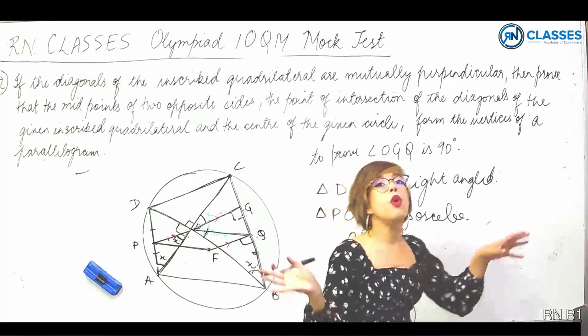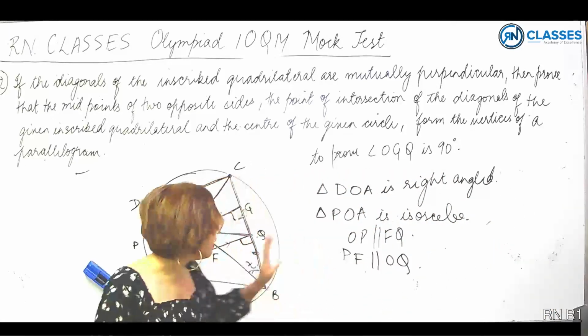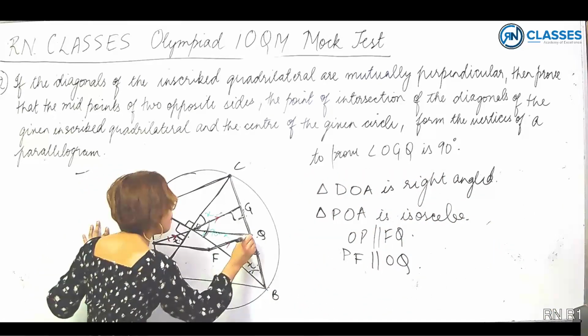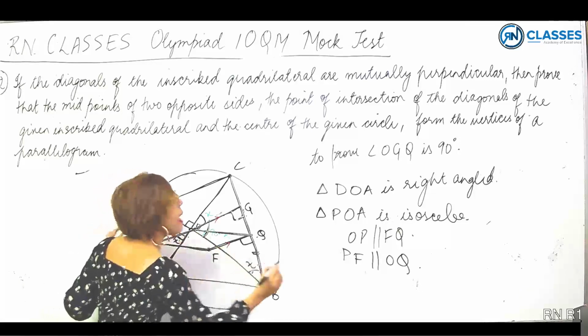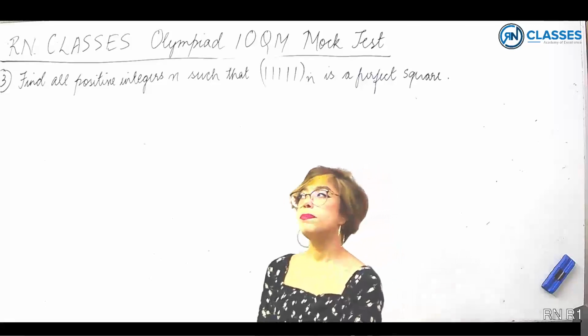Now, since both pairs of opposite sides of the quadrilateral are parallel to one another, that means this quadrilateral has to be a parallelogram. Hence, let's move on to the next question.